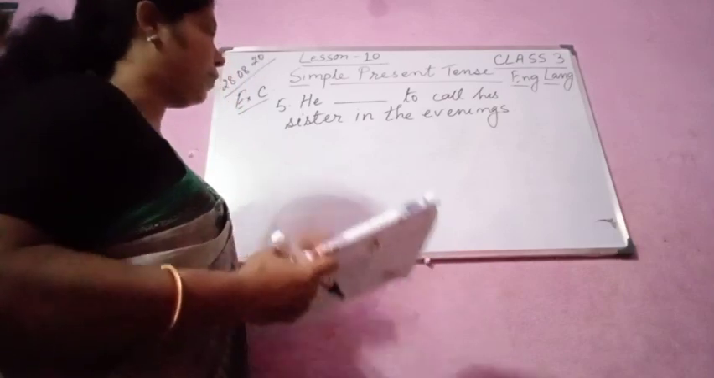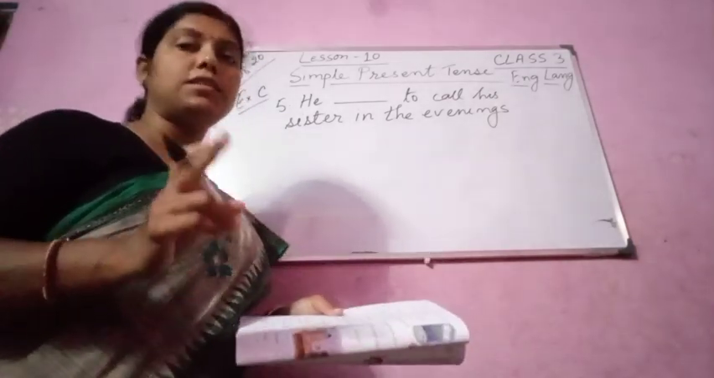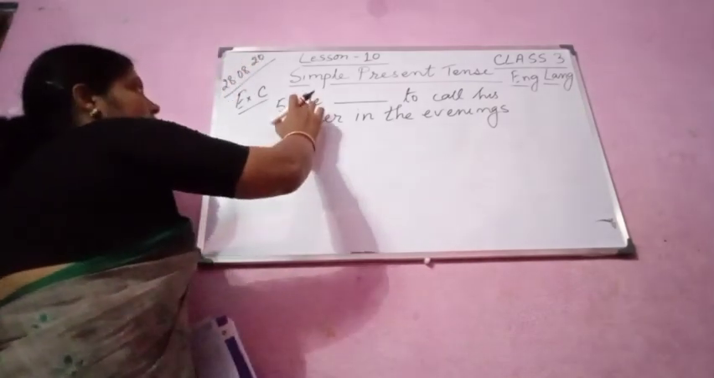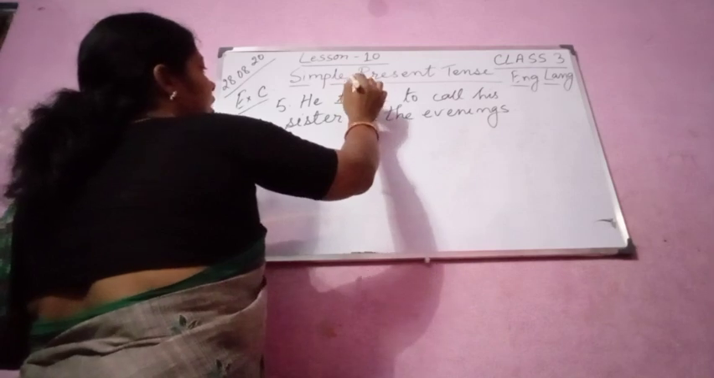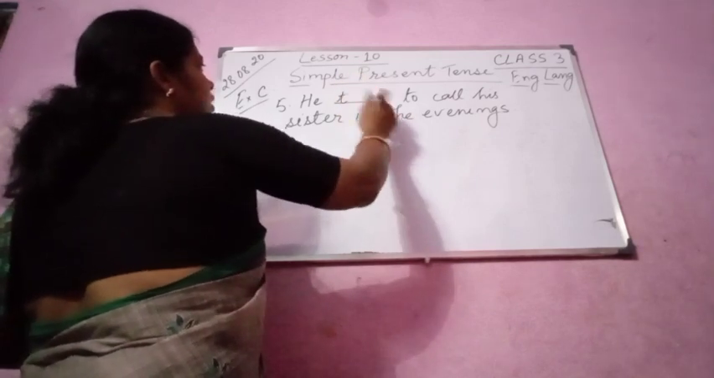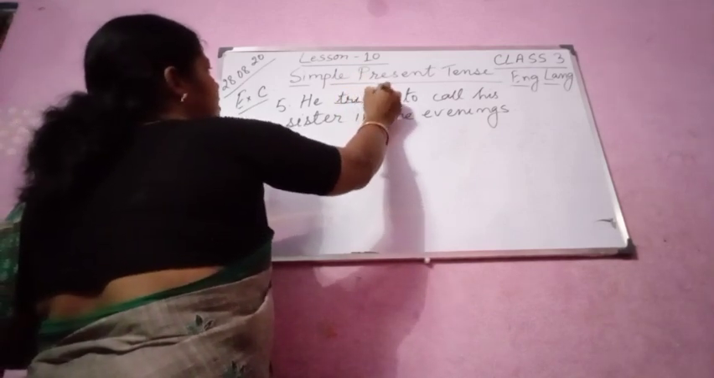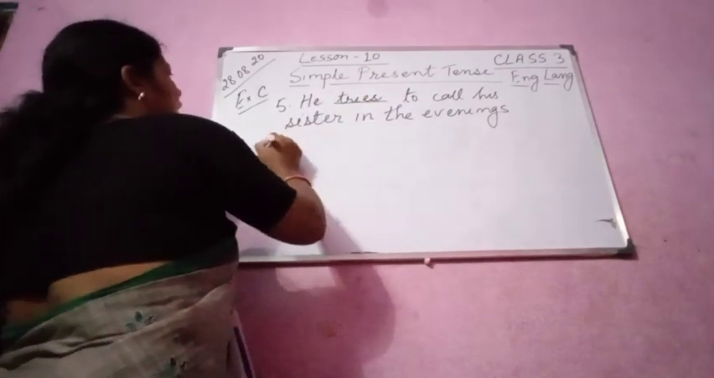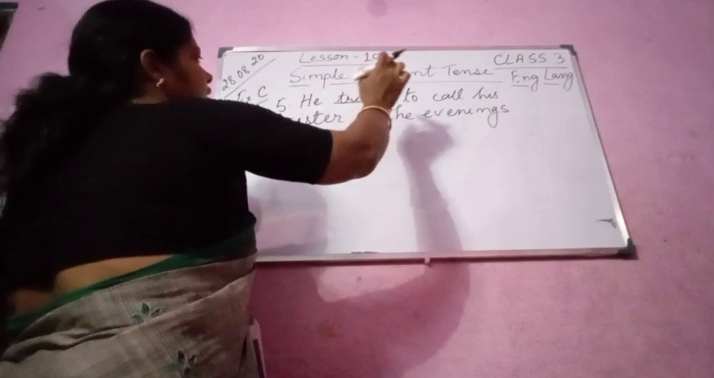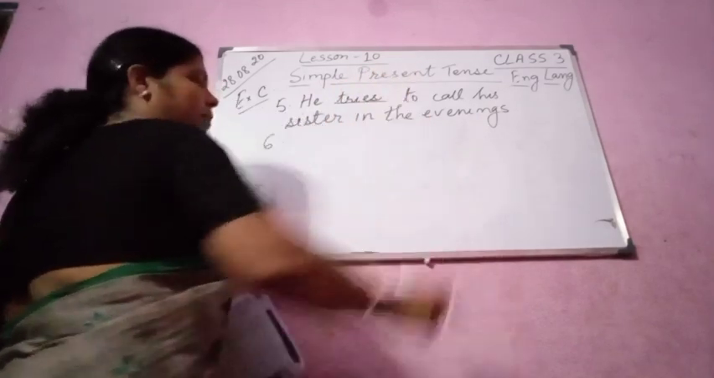And he is third person singular. Keep in mind, the subject is third person singular. With that, we are going to add S or E-S. So the spelling of try will be T-R-I-E-S. Y will change into I-E-S. He tries to call his sister in the evenings. Subject plus V1 plus rest of the sentence.